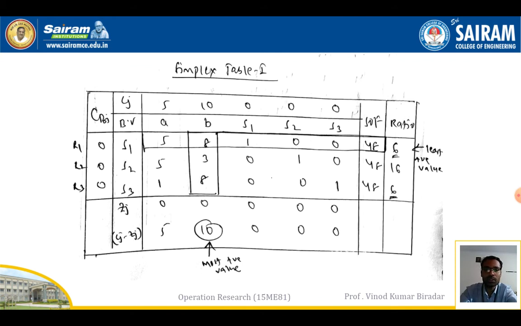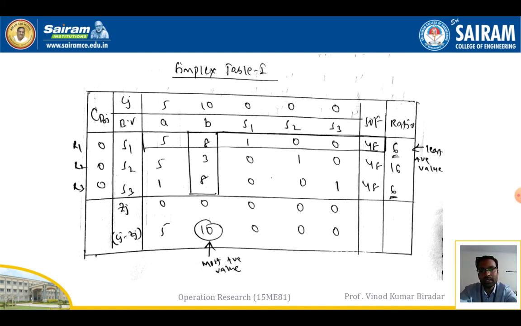Once you put all the values in the simplex table, now you calculate the zj value. How to calculate zj: 0 into 5 plus 0 into 5 plus 0 into 1, you will get 0. Like that, 0 into 8 plus 0 into 3 plus 0 into 8, you will get 0. So multiply 0 with all the respective columns, you will get the zj value. Here we are multiplying zeros with some value, so of course you get 0 only. So zj value for all of these is 0, 0, 0.